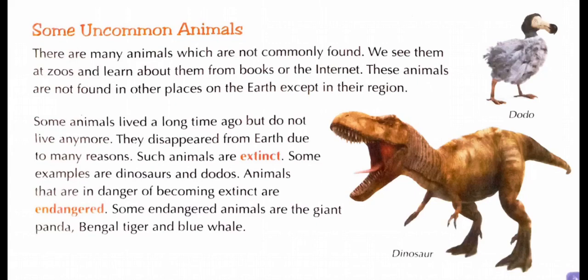But there are some animals like panda, blue whale and Royal Bengal tiger that are endangered or becoming extinct. They are called endangered animals. Endangered means they are limited on the earth. But if we do not take care of them, slowly what happens? They will disappear and become extinct. Okay? Now we have come to an end of this chapter.